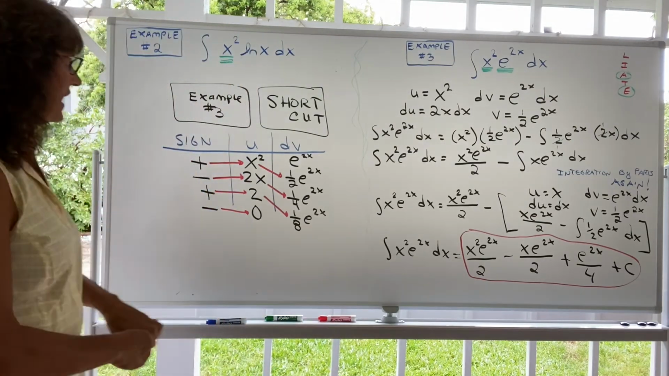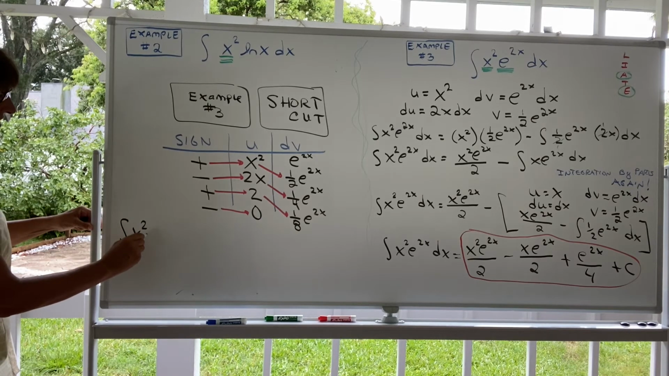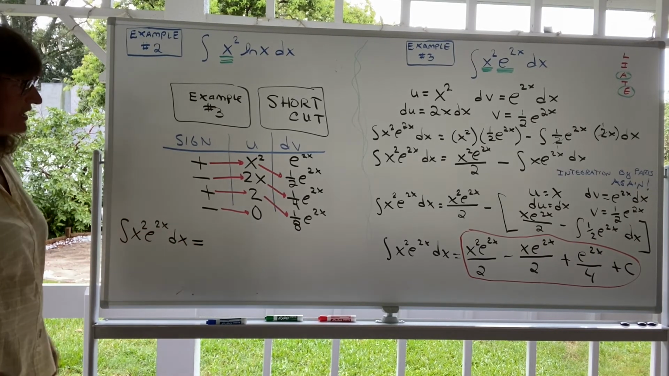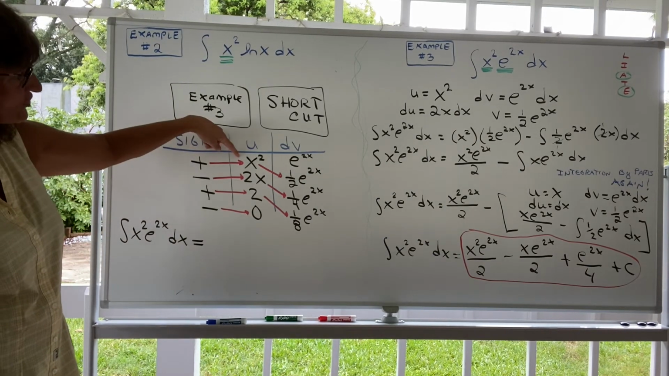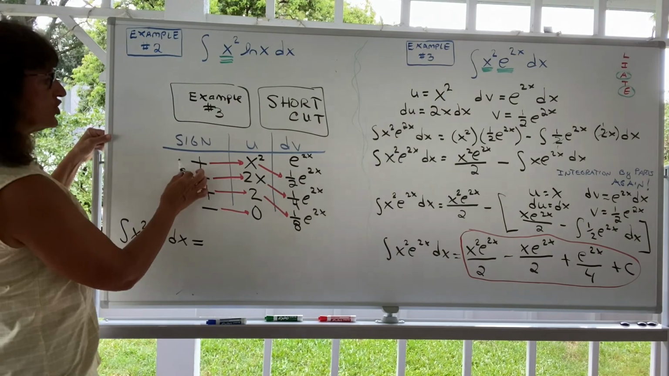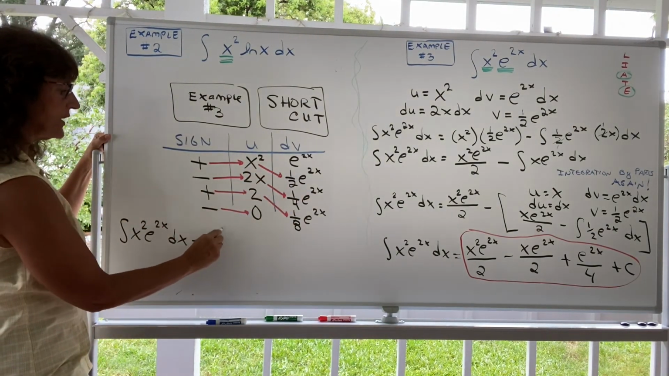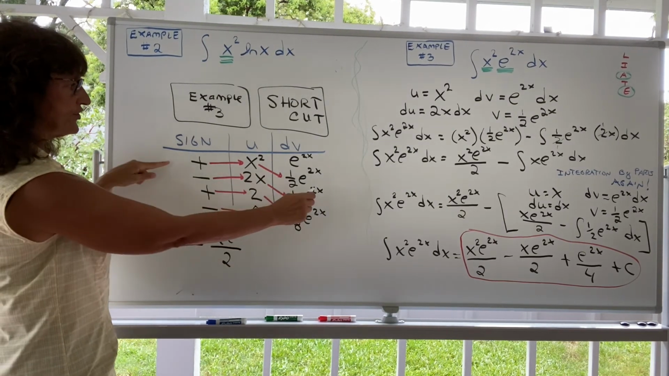So what do we have here? We wanted to integrate x squared e to the 2x dx. We want to integrate this, okay? So what do we have using the shortcut table method? Well, positive, you have x squared times 1/2. So you're going to go across and diagonal and multiply these, okay? So that's where you get x squared e to the 2x over 2. There's your first term, okay?